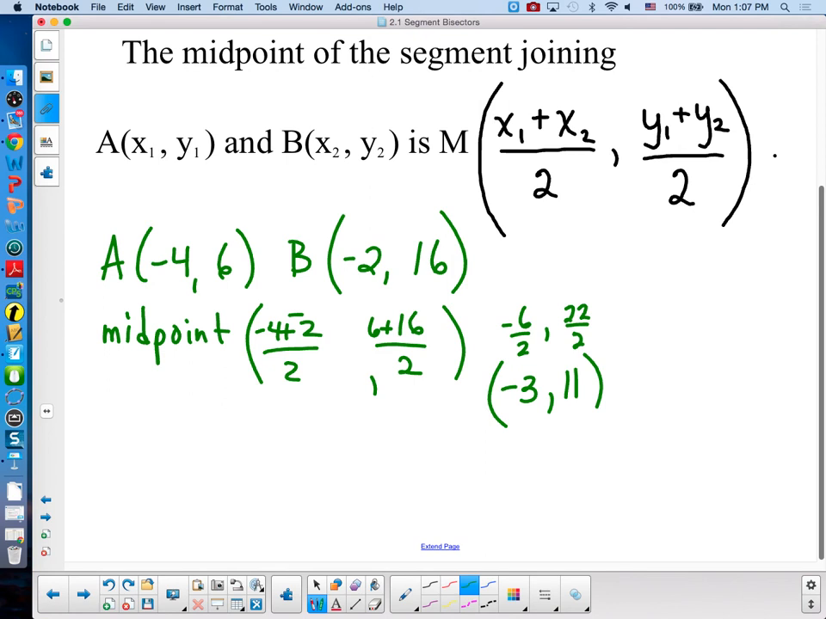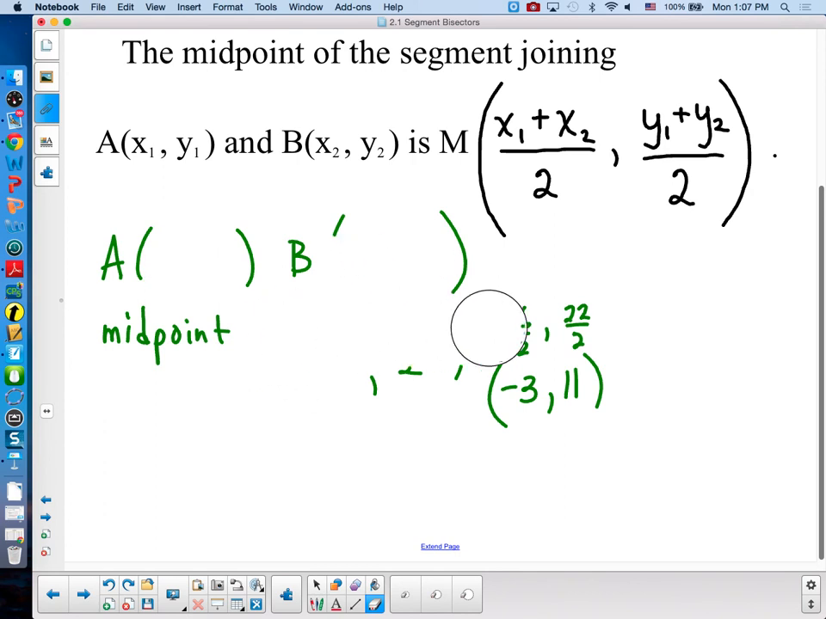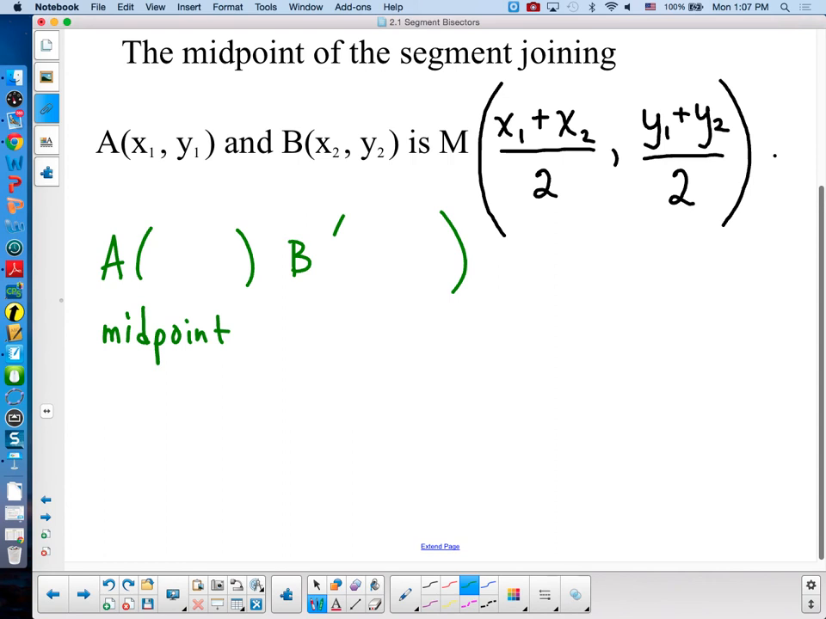Okay, let's try another one. Let's make up another point A and B. Okay, give me a point A. Sam? And point B, Tim? 6, 3. Okay, there's your 2 points. Find the midpoint. What point would be exactly halfway in the middle?